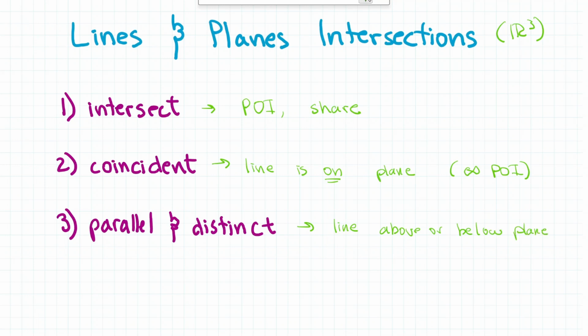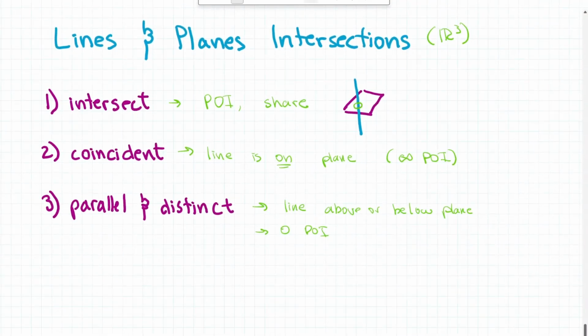Plane, and you're going to have 0 points of intersection. So if we draw these out for situation number 1, you would have your plane, and then you would have your line that would go right through your plane. It's a bit hard to see in 2D, but you're going to have that one point where it crosses over.